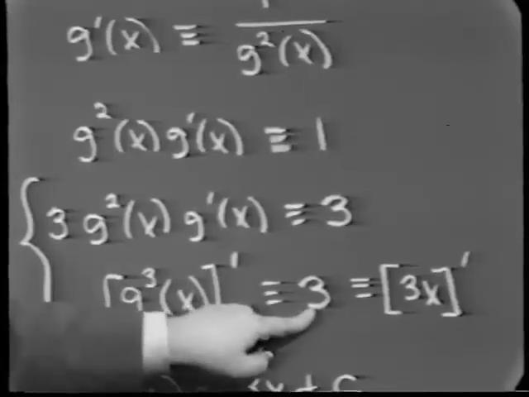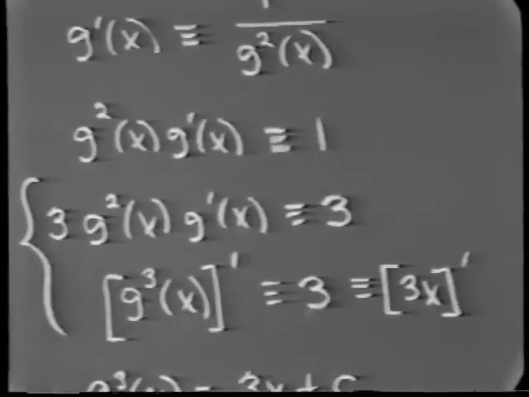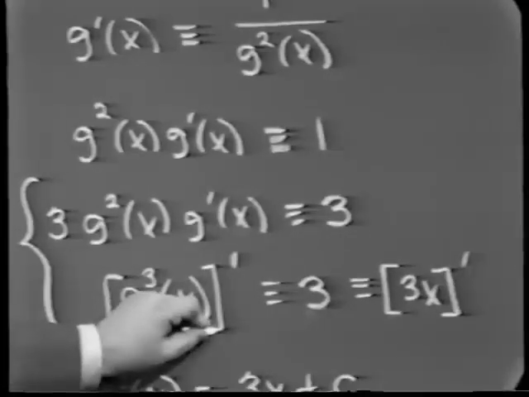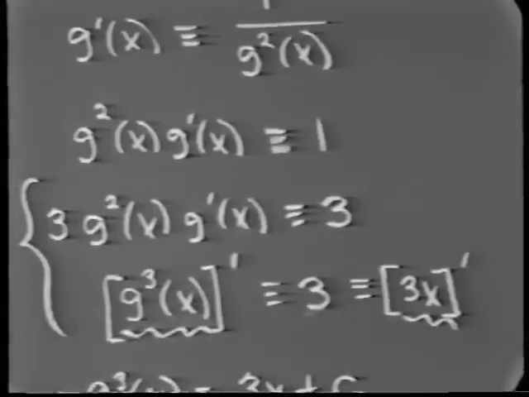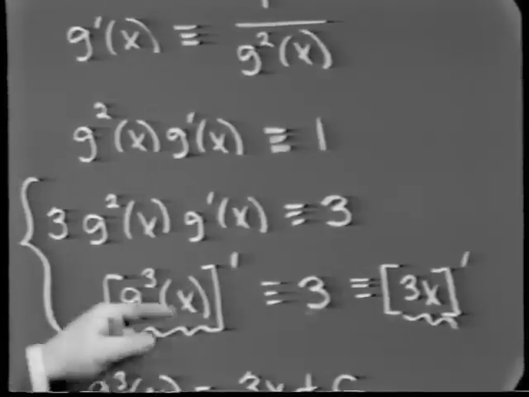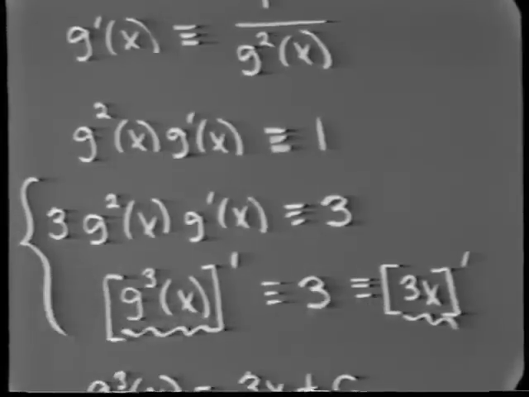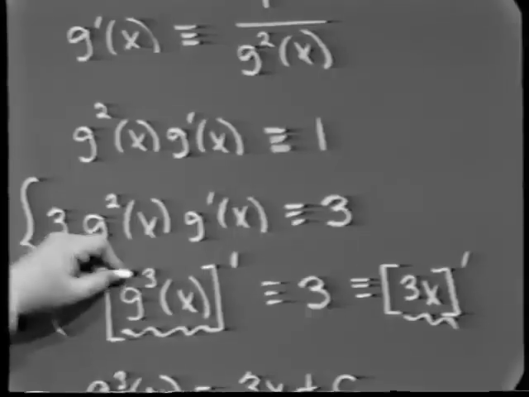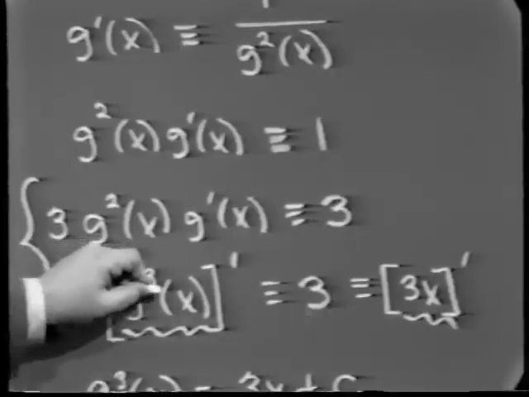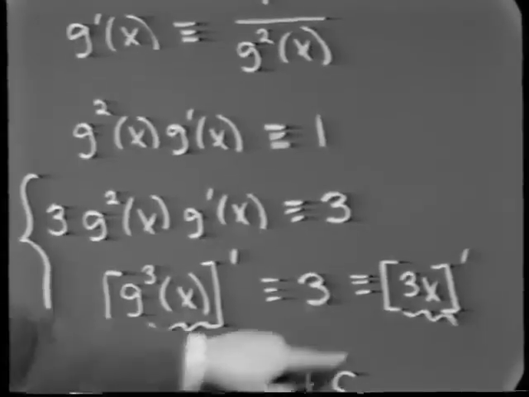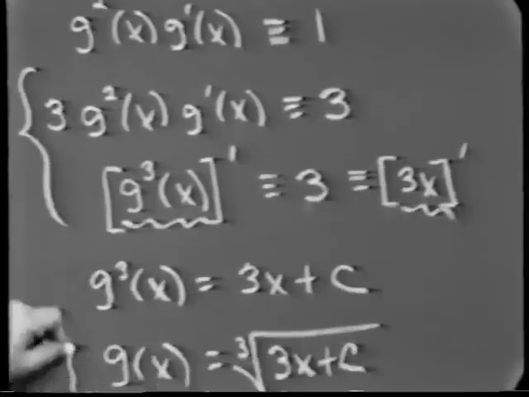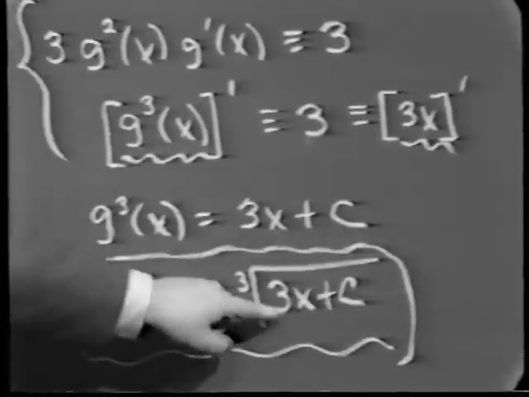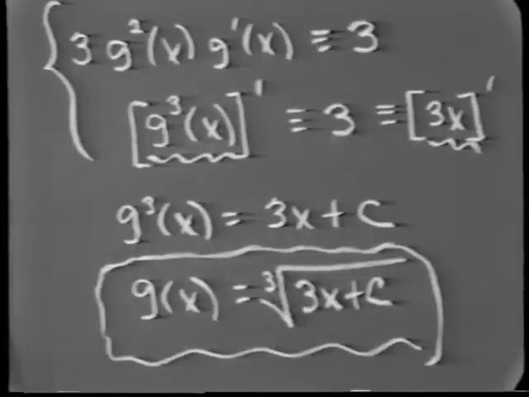The right-hand side is the derivative of 3x. Therefore, whatever g of x is, its cube has the same derivative with respect to x as 3x. And we've already learned that if two functions have identical derivatives, they differ by, at most, a constant. Consequently, g cubed of x must equal 3x plus some constant. In other words, g of x is the cube root of 3x plus c.